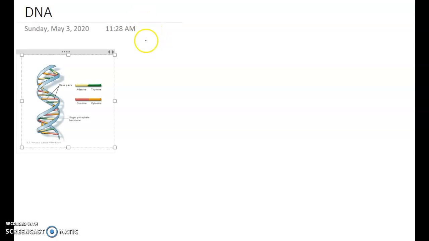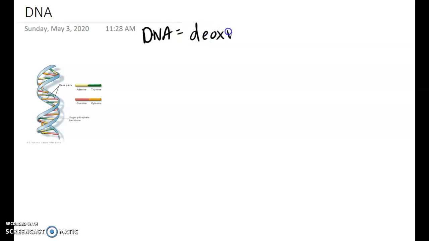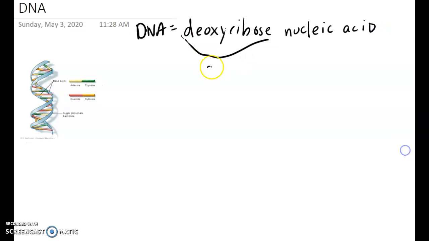DNA stands for deoxyribose nucleic acid. Okay? Basically, deoxyribose is a sugar, and nucleic acids are what make the different bases. And you can have 4 different bases to the DNA.